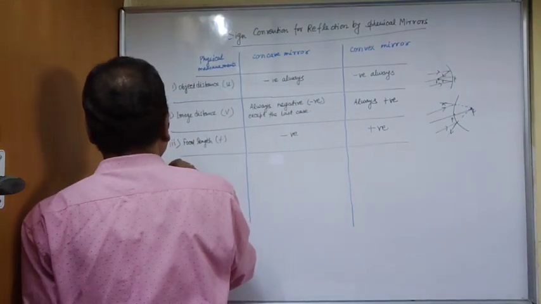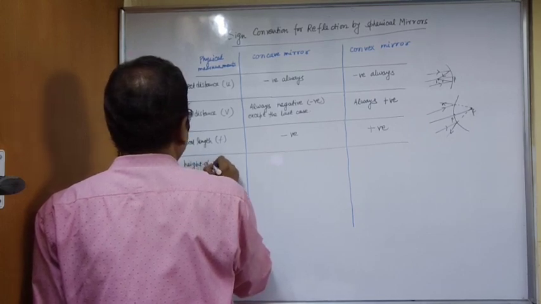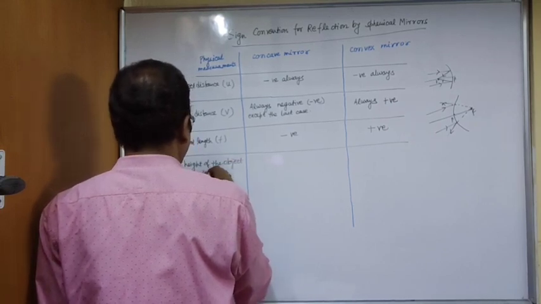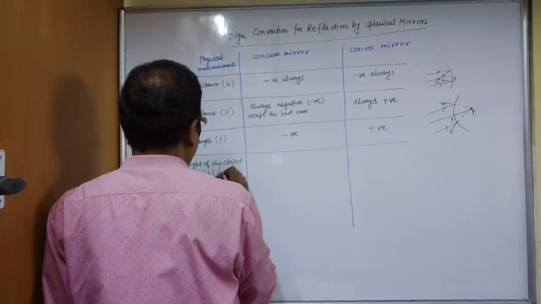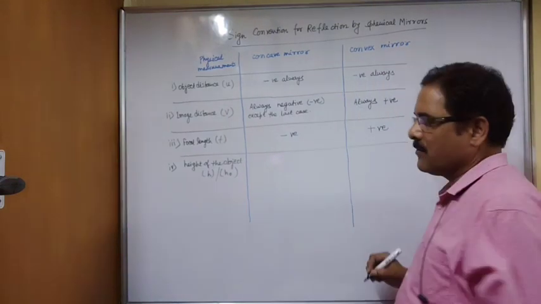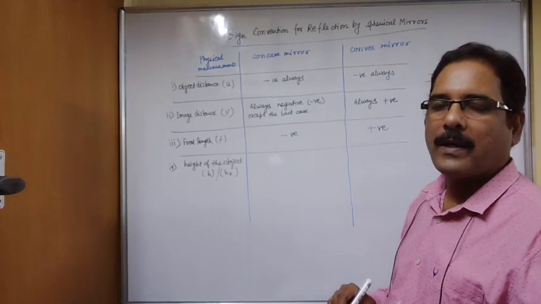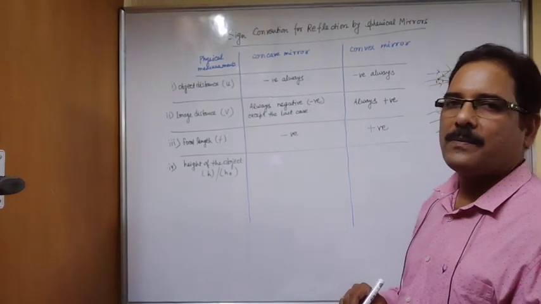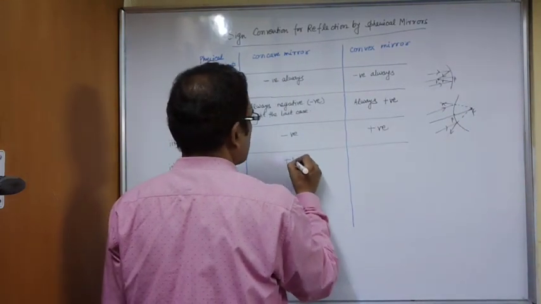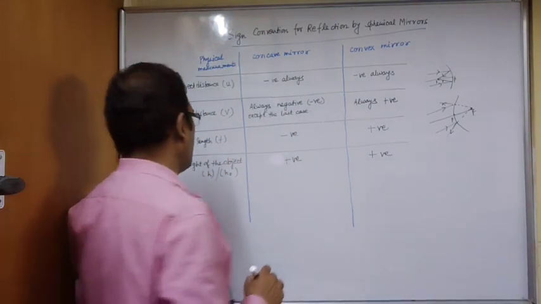Then fourth one, height of the object. Height of the object, h, or in some books it is ho also. So whatever be the mirror, concave mirror or convex mirror, we always place the object above the principal axis. So distances above the principal axis are positive. So in both cases it will be positive, height of the object.